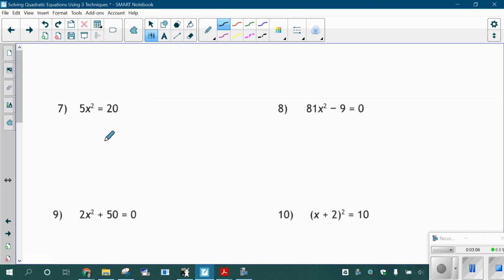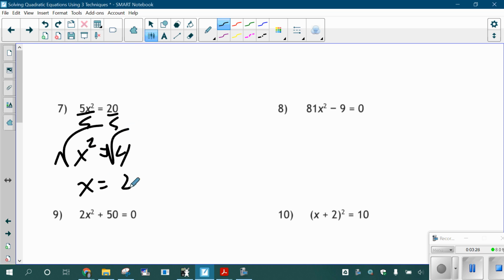Okay, so let's do this one. Get the squared thing by itself. What is squared in this problem? Well, it's actually the x that's squared. How do I get the x squared by itself? Well, I divide both sides by 5. I get rid of that 5. So now I have 4 equals x squared. What do I do now? I square root both sides. Add the plus or minus right there. And then I still have to get x by itself, but in this case, I already got x by itself.